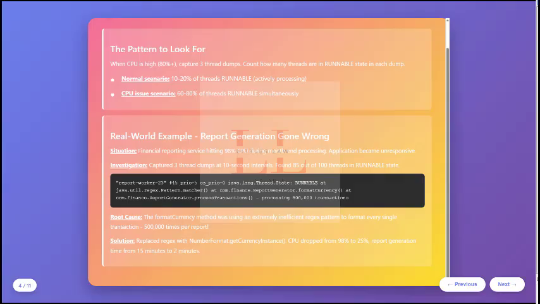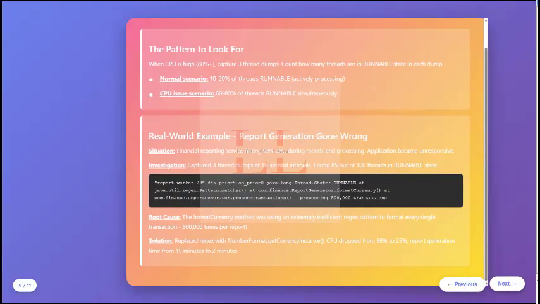So the solution was very simple, but it had a massive impact. We replaced that regular expression with NumberFormat.getCurrencyInstance, which is specifically designed for currency formatting. And because of this change, the CPU dropped from 98% to 25%. You won't believe it, but yes, it happened. And the report generation time went from 15 minutes down to less than 2 minutes. So this is a perfect example of how counting runnable threads points you to the problem code.